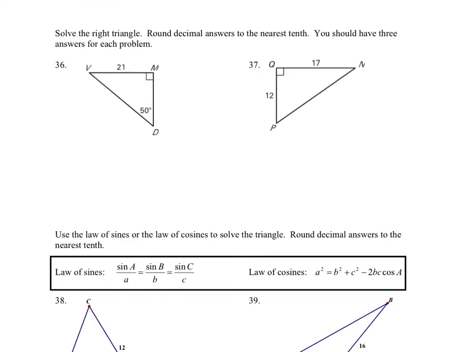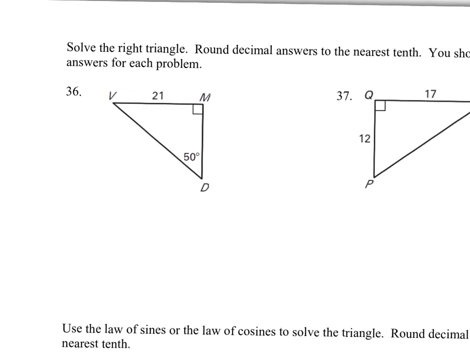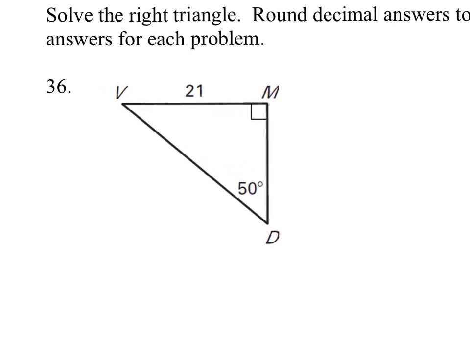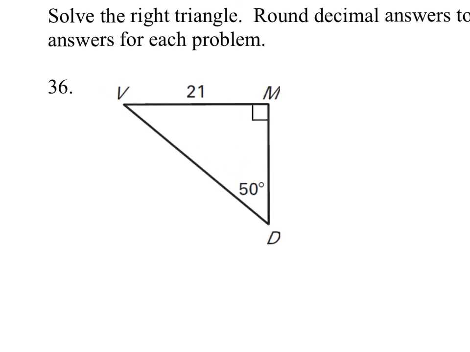All right, last page of the review here, and the directions say to solve the right triangle. When it says to solve the triangle, that means you need to figure out all of the missing information. At the end, we want to know all 3 sides and all 3 angles.